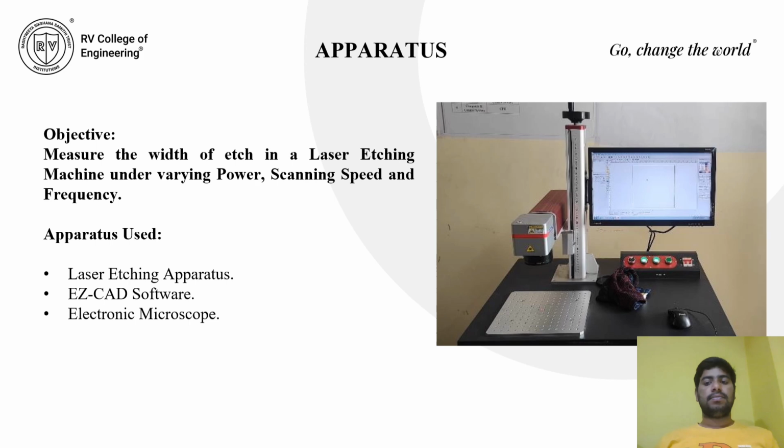Apparatus. The apparatus used for this experiment is shown here. The objective is to measure the width of etch in a laser etching machine under varying power, scanning speed, and frequency. The apparatus used includes a laser etching apparatus, EZ-CAD software, and an electronic microscope.